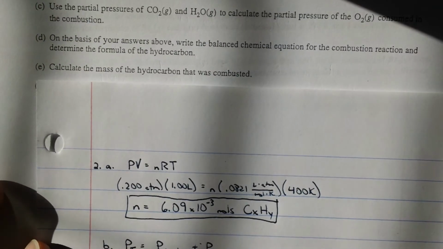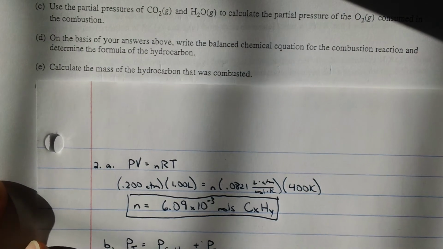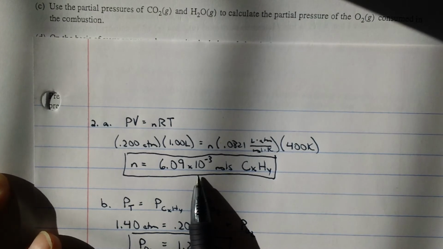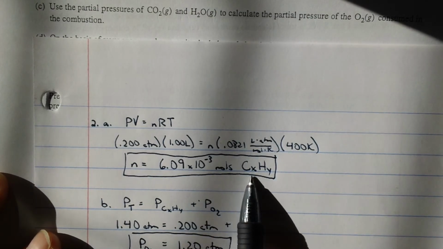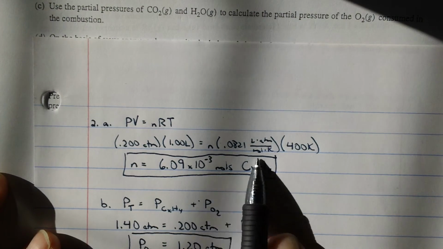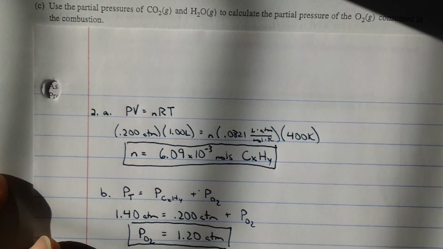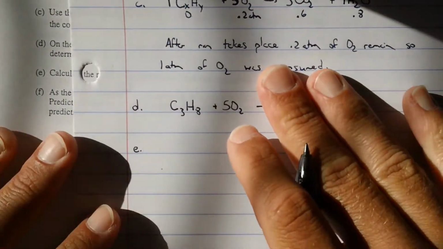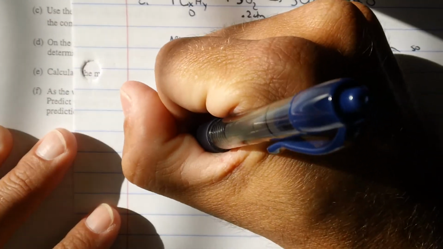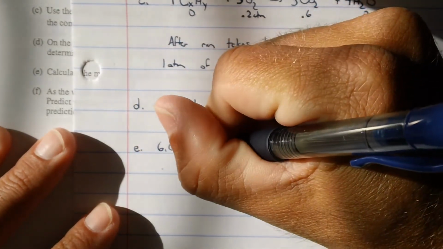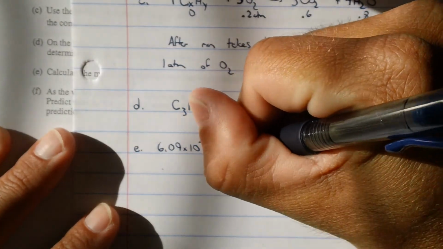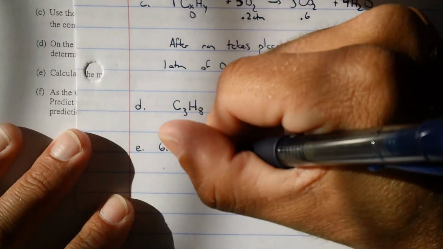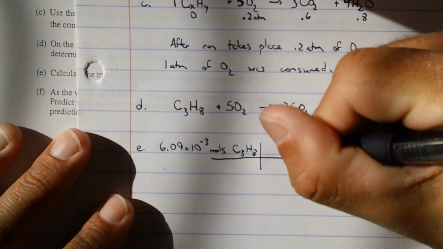Part E says calculate the mass of the hydrocarbon that was combusted. This is a weird question to stick all the way down at the bottom. The hydrocarbon here, right, we needed the X and Y to figure out what the molar mass is, but we know how many moles combusted, so we need to figure out now how many grams combusted. So we take the 6.09 times 10 to the negative 3rd moles. It's now C3H8. We know the formula for it, and we got to turn those moles into grams.